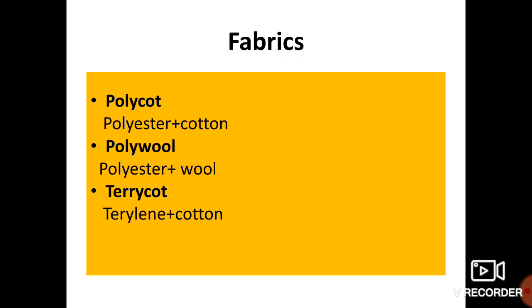Polywool is a mixture of polyester and wool, polycoat is a mixture of polyester and cotton, and terracoat is a mixture of terylene and cotton.